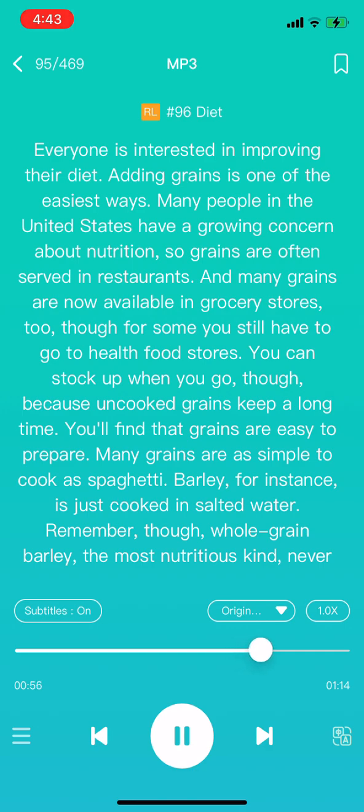But to get back to health factors, all grains are nutritious, and many have special benefits. Barley has very little fat. Some experts believe that it may even reduce cholesterol levels.